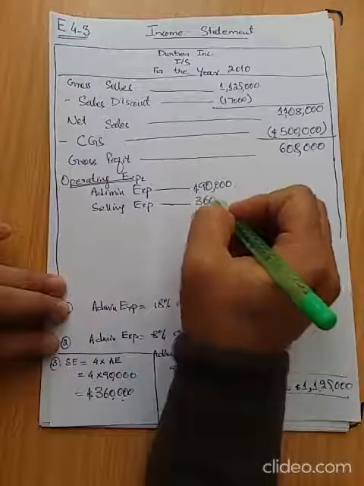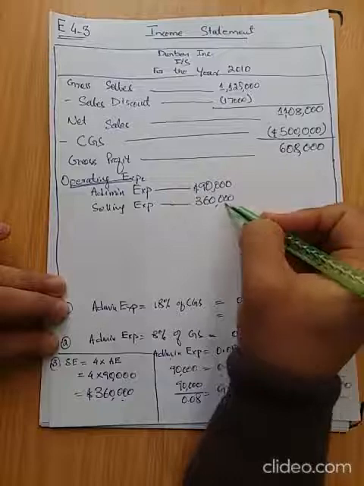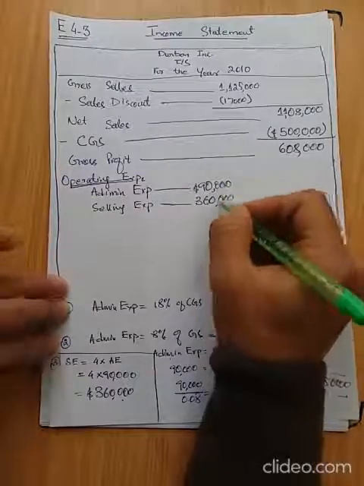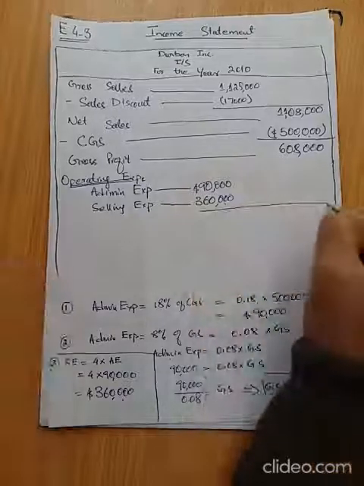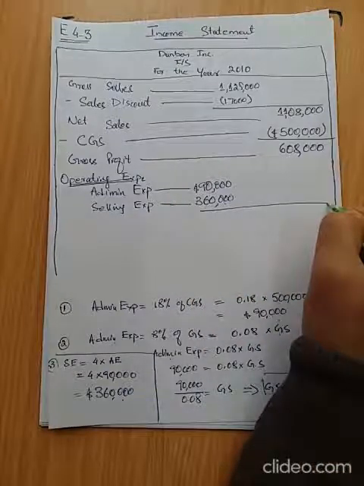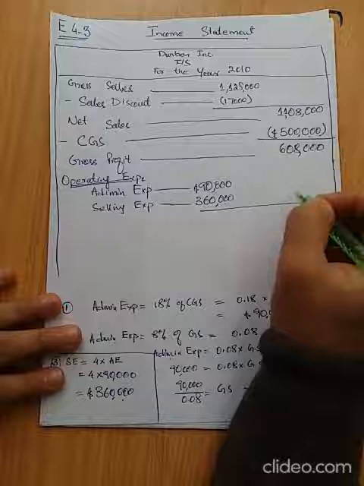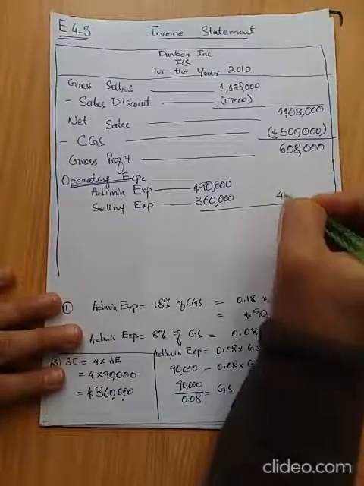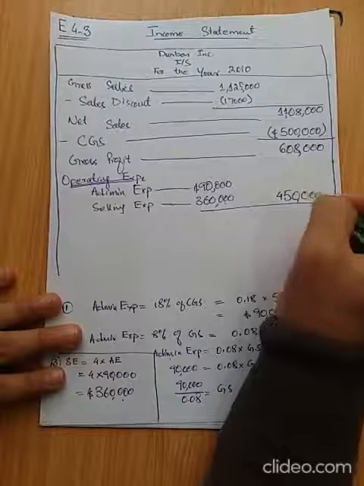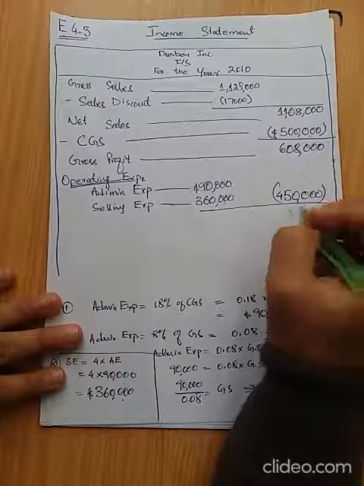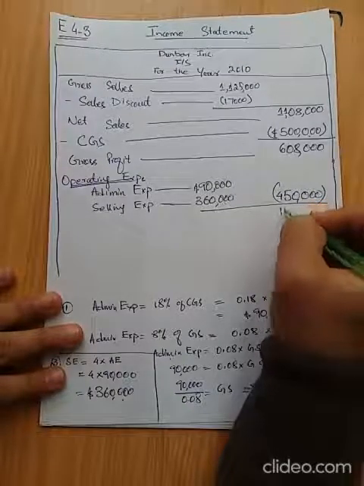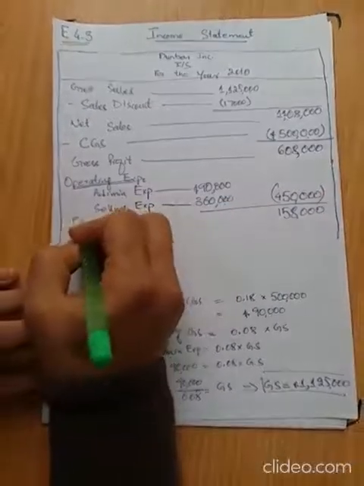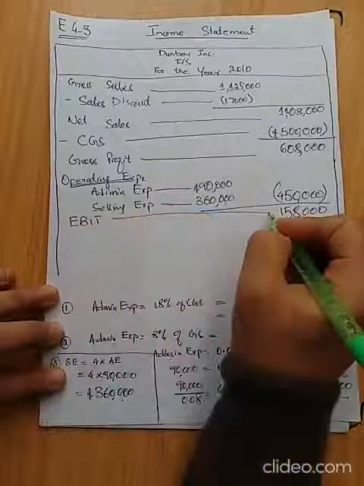When you do it like this, 4 plus 1 become 5 in total. So this is the total operating expenses that we have here, which comes to around $4,50,000. When you subtract this, you get an operating income of $1,58,000. You can also call this income your earning before interest and tax.